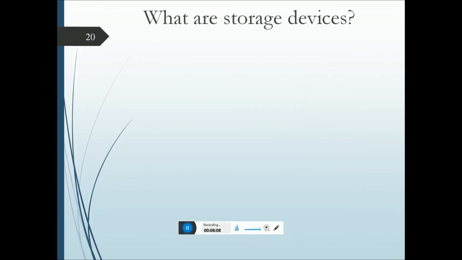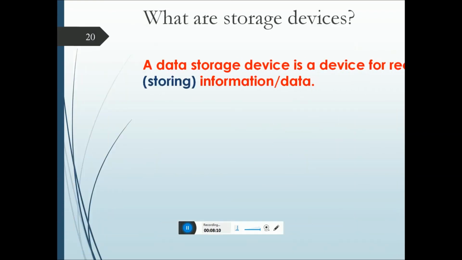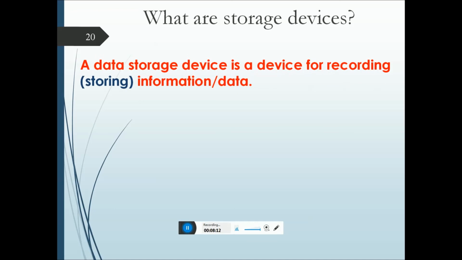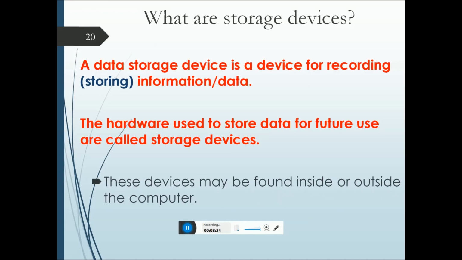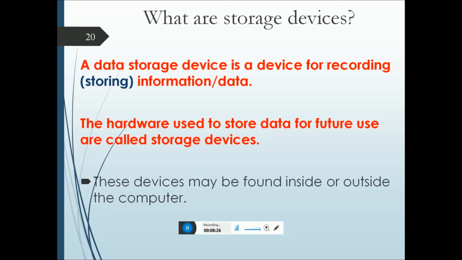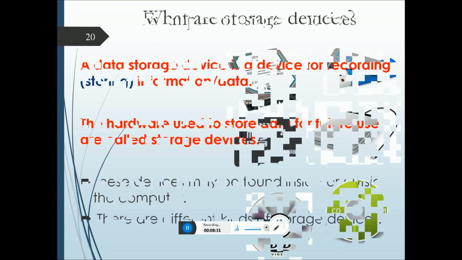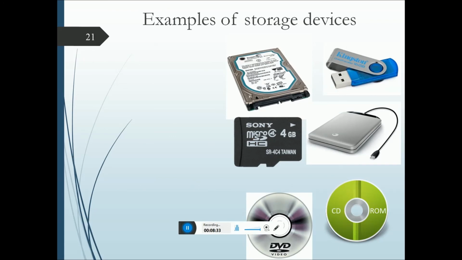There are so many devices: what are the input devices and what are the output devices? What are storage devices? A data storage device is used for recording and storing information and data. Hardware used to store data is called a storage device. The device may be found inside or outside the computer. There are different kinds of storage devices, for example hard disk, pen drive, external hard disk, SSD cards, micro SD, DVDs, and CDs.